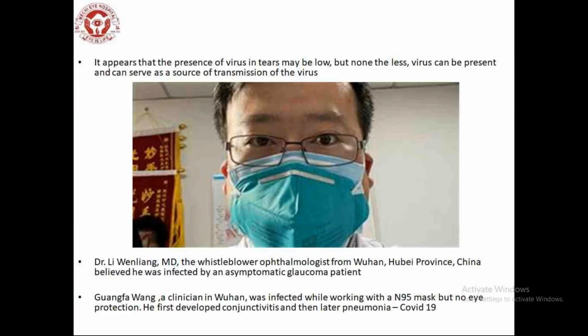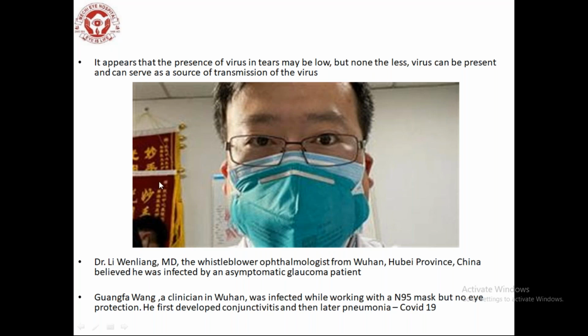So now coming to the summary, by what we have seen, this is Dr. Li Wenliang. He was the first ophthalmologist or whistleblower who told the world about the COVID-19 spreading in Wuhan, but unfortunately he died. He's not with us. He succumbed to COVID-19. Whether virus in tears is doubtful, but it is possible that the virus can transmit through the tears as well.